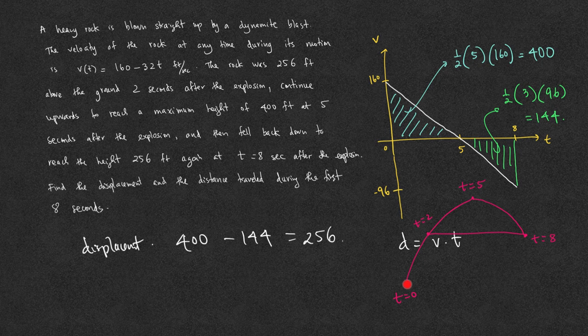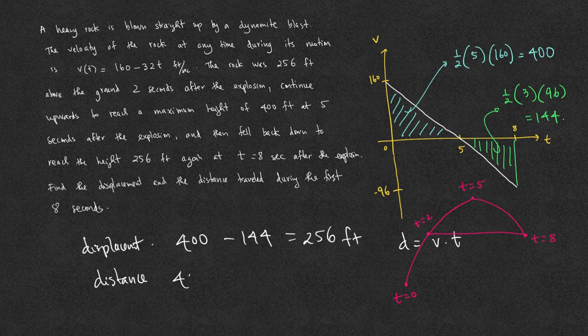As you go from the height of 0 to the height of 256, the displacement is 256 and the unit is feet. Now, the distance traveled is not 256. We see that it goes up and then goes down. The distance traveled is this area here.